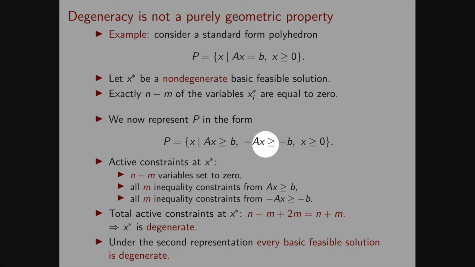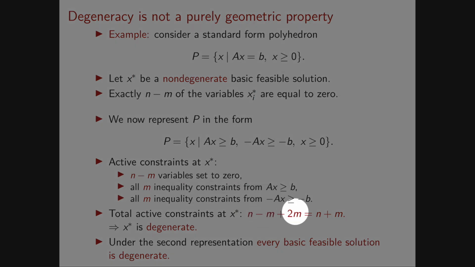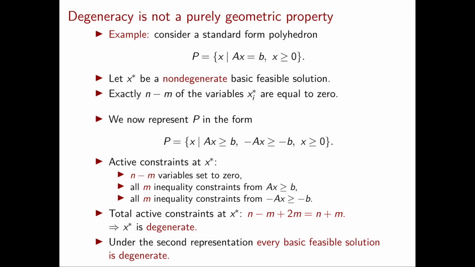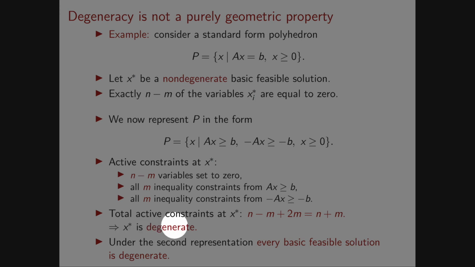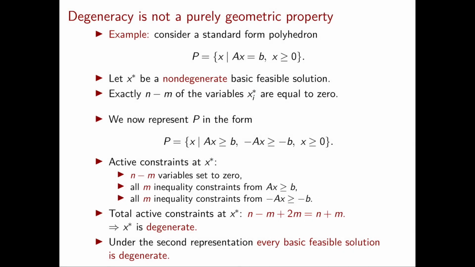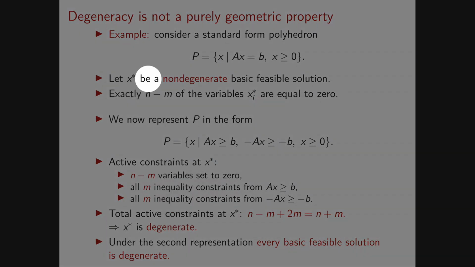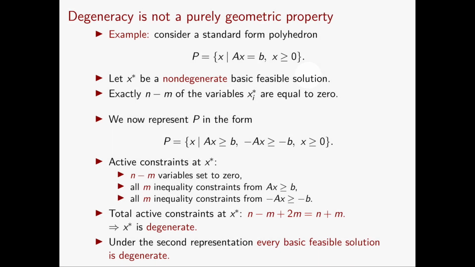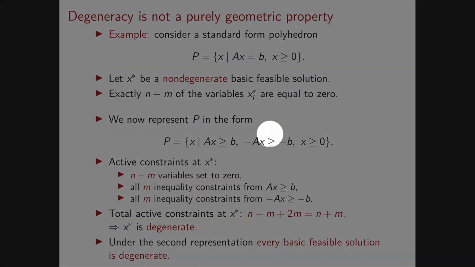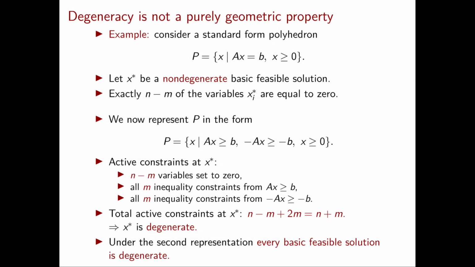So in total I have n minus m plus 2m active constraints, and that's n plus m, which is strictly larger than n. Therefore, x star is degenerate. Since we chose x star arbitrarily among the non-degenerate basic feasible solutions, we have that under the second representation, every basic feasible solution is now degenerate. This concludes our video on degeneracy.